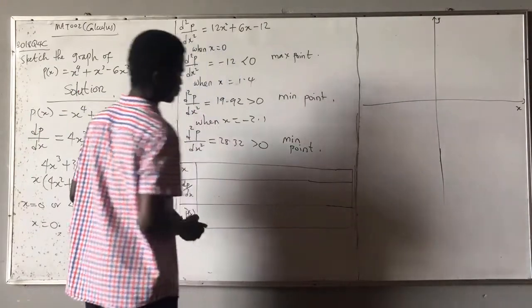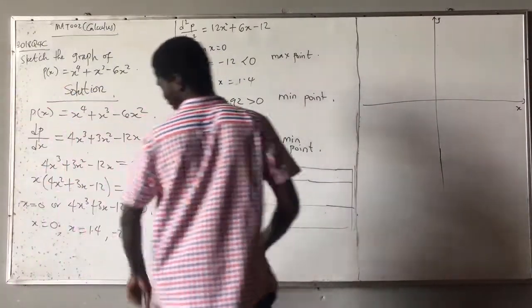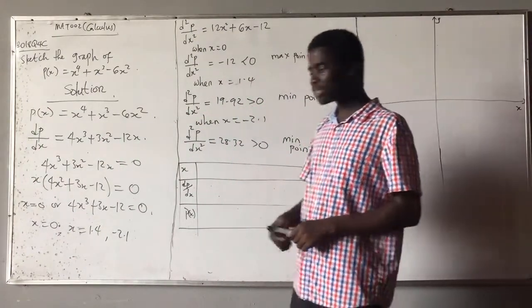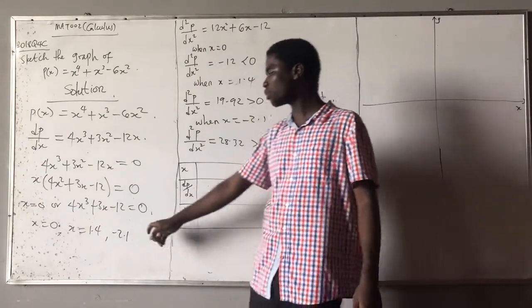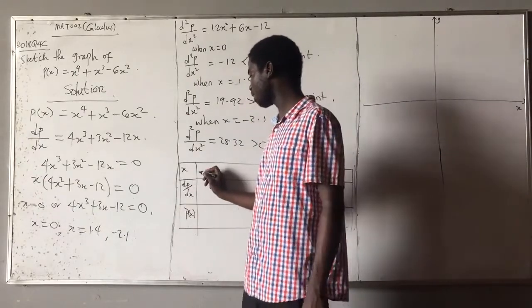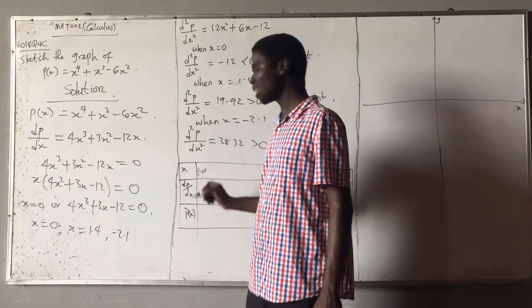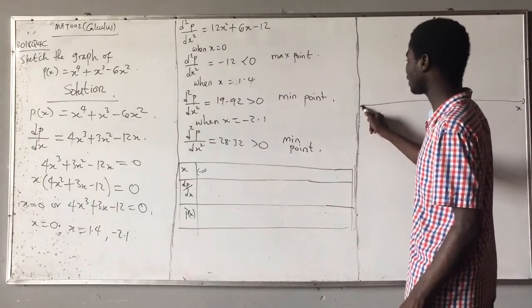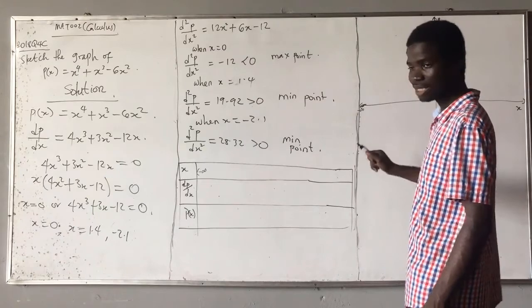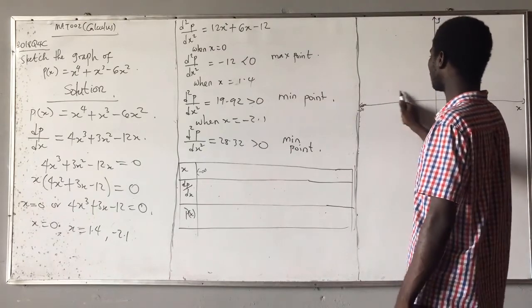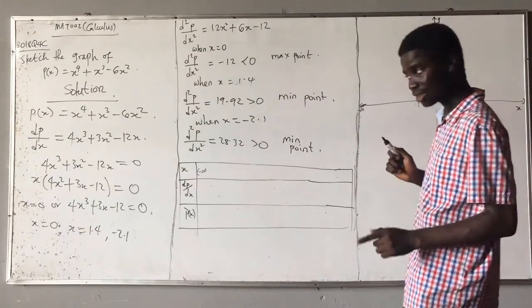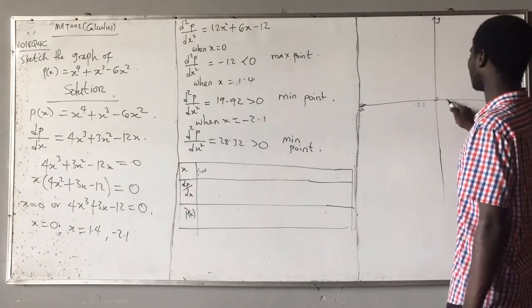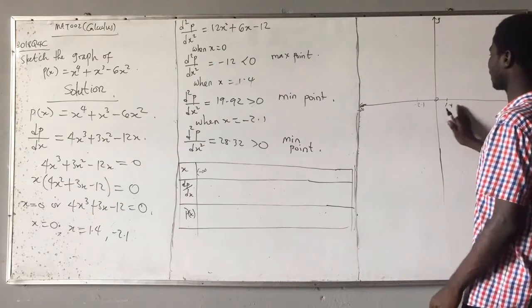Now look at what I'm going to do. These 3 points have indicated something for me. It means that if I start from minus infinity, the first place you get to is minus 2.1, the second place you get to is 0, the third place you get to is 1.4, then to infinity again. Do you understand?